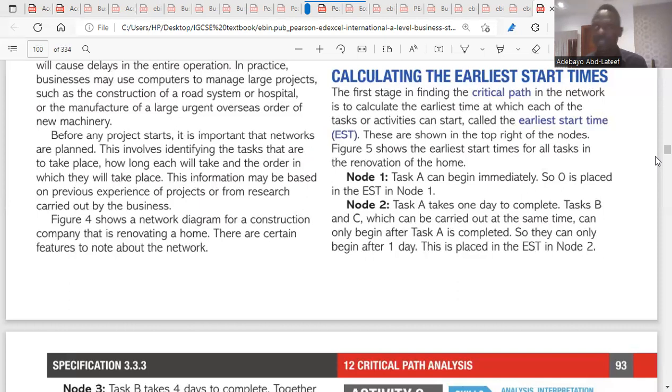Do you understand how to calculate it now? The LFT at the node right now minus the time it takes to finish task A. And if it is task C, you have to check the LFT at node C minus the time taken to finish task B. That's how you calculate your LFT. Is it clear? Now we go to identifying the critical path.